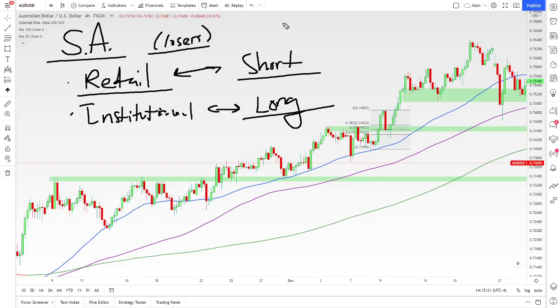This is information that tells me, okay, this might be an added confluence. It's not the only thing. Remember, all of this has to do with confluence. I'm using all of these components to line up the probabilities to take winning trades more often than losing ones, or at least take trades that give me a better chance of doing okay, right?